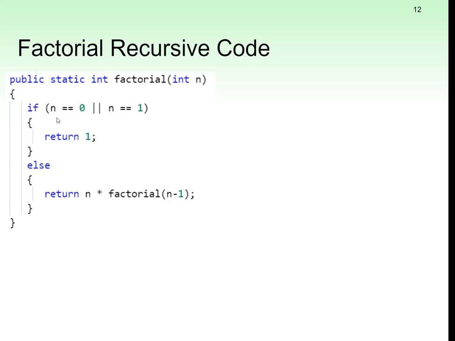So my base case is when n equals 0, I'm going to return 1. When n equals 1, I'm also going to return 1 because there's nothing to multiply. Otherwise, I'm going to work towards my goal being 0 or 1, and then multiply the current term times the previous term.